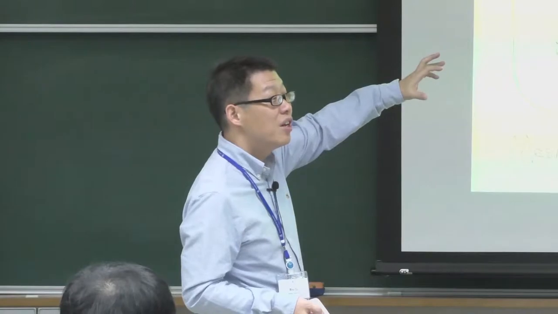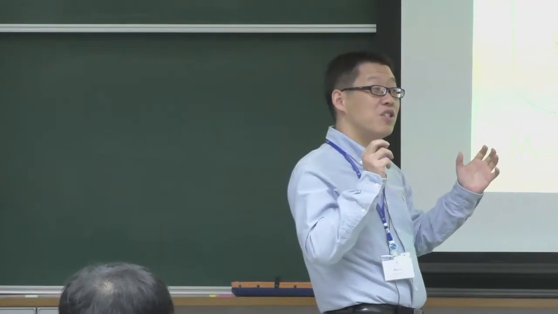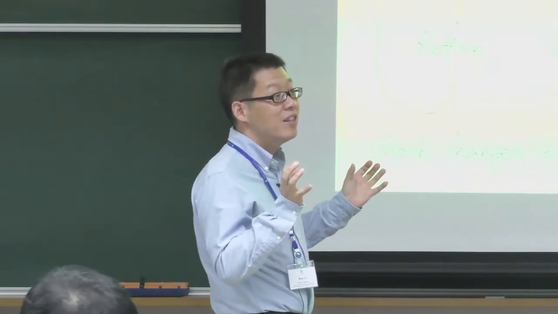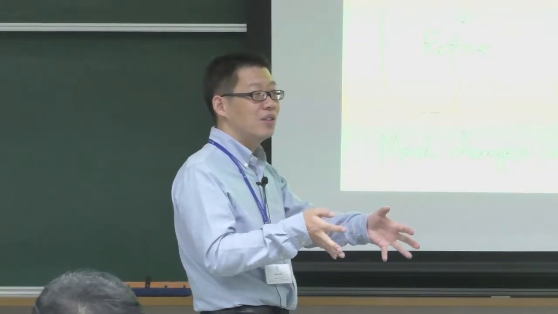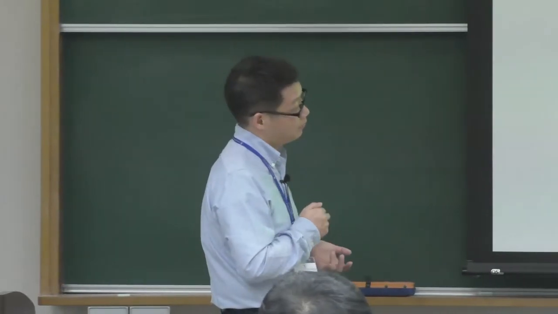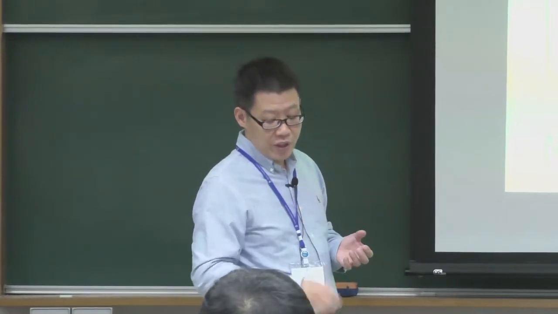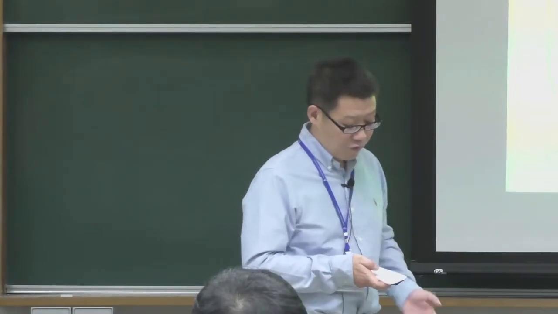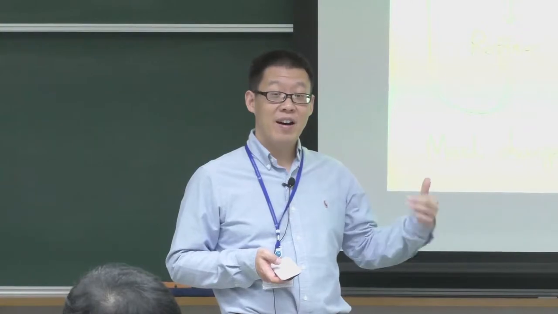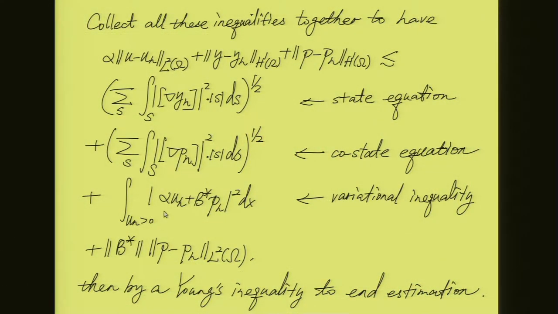I write down the leading term there, and I use this term to change the mesh. If we are using the same mesh for u, y, and p, then we can collect all three terms to choose which element should be refined. And if we use different meshes for the control problem and the state equation, we can use this term to adapt the mesh for control, and use these two terms to adapt the mesh for the state variable.